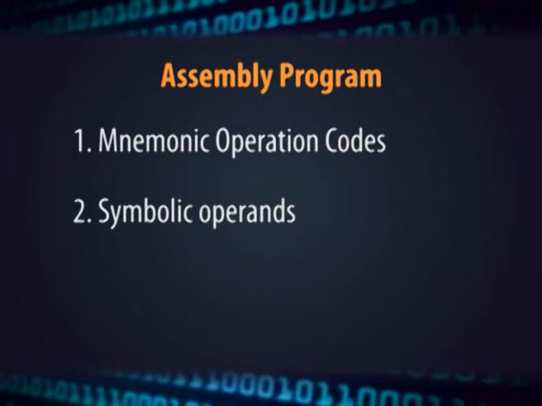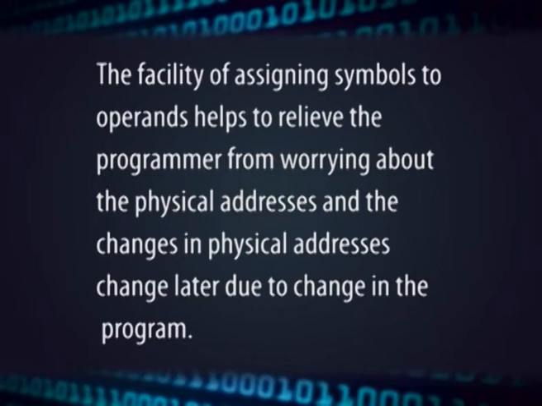The second facility provided by the assembly language is the facility of symbolic operands. A programmer can associate symbolic names with data or instructions and use these symbolic names as operands in the assembly language program. The facility of assigning symbols to operands relieves the programmer from worrying about the physical addresses and the changes in the physical addresses that occur later due to changes in the program.